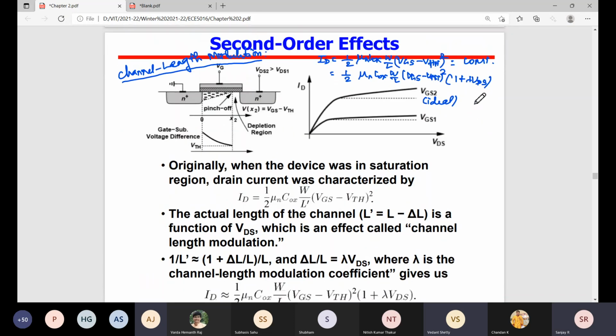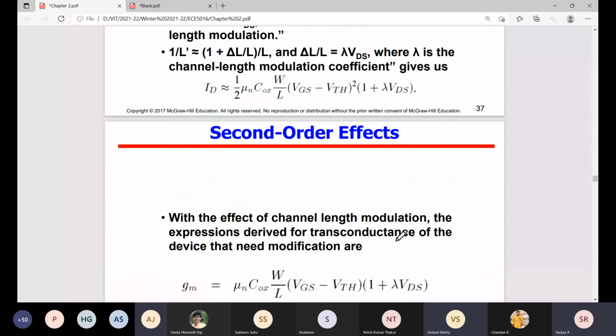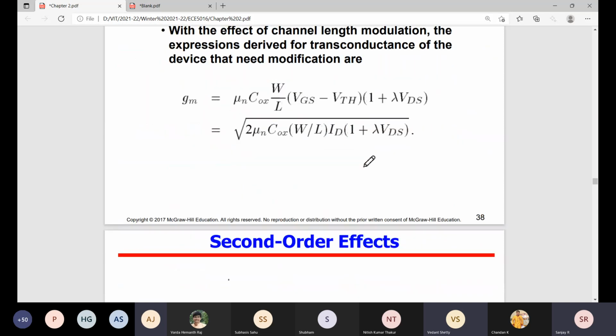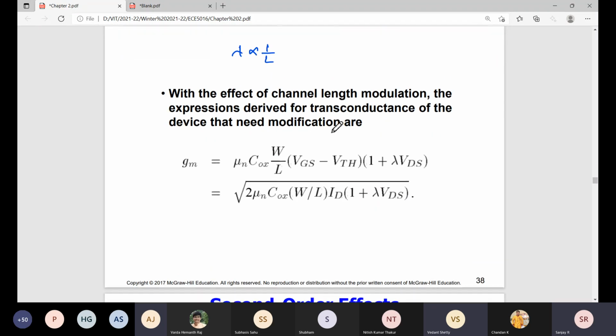Now, how to model this channel length modulation behavior, as studied already? Simply multiply by 1 plus lambda VDS. So what is lambda? The channel length modulation parameter. It is proportional to 1 by L. When you increase the length, we can reduce the channel length modulation effect. That means we can reduce the slope. So we can minimize the channel length modulation effect.